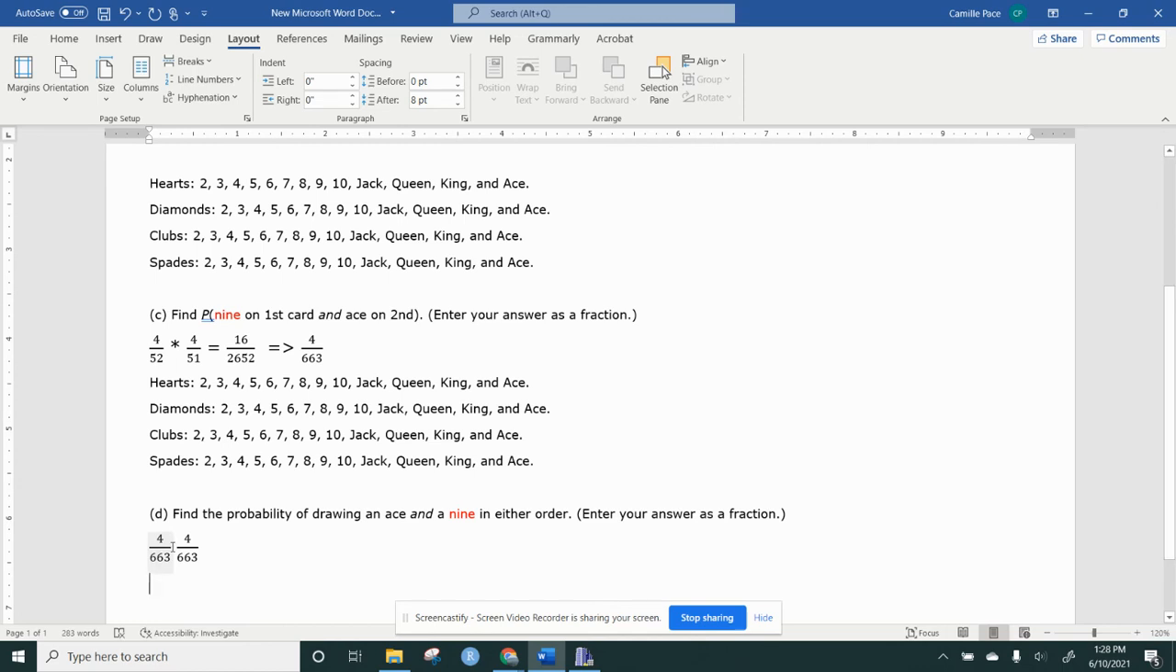Okay, so what the big thing is, what symbol am I going to put here? I didn't use the word and, so I can't multiply, but what I can do is this. I can add them together. So remember, when you add fractions, you add the top, which 4 plus 4 is 8, and the bottoms have to be the same to add and subtract fractions. So that bottom number doesn't change. So my answer is 8 over 663.